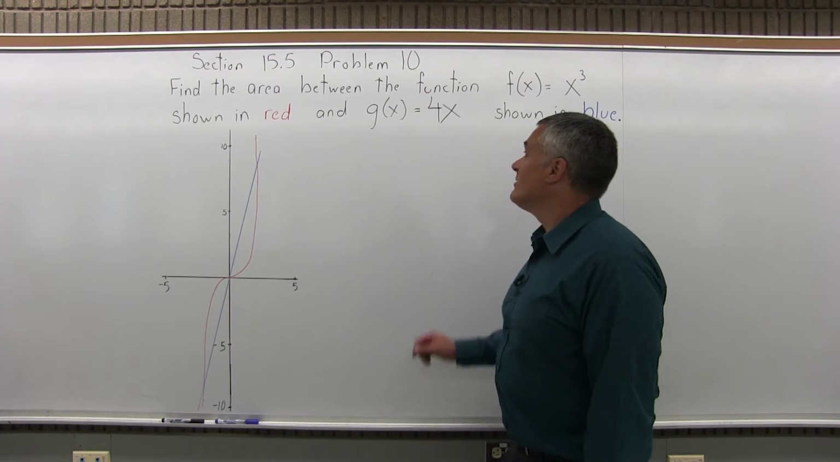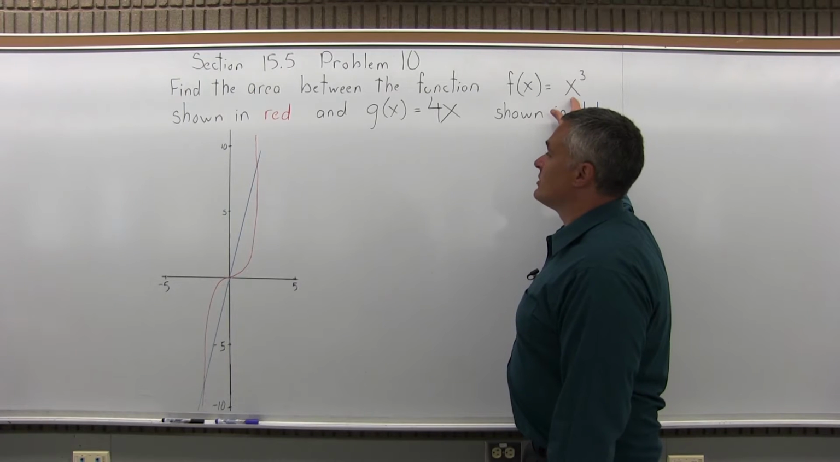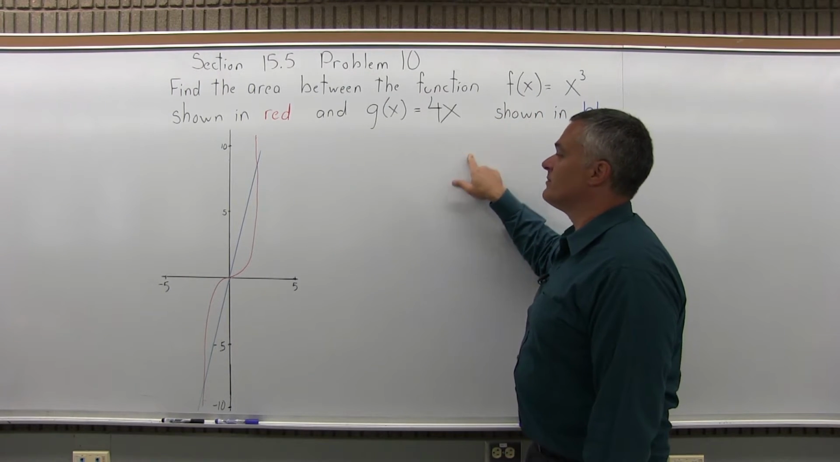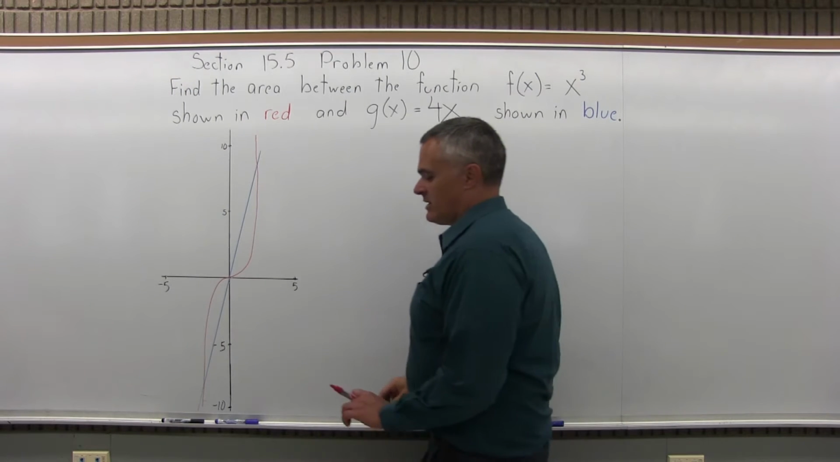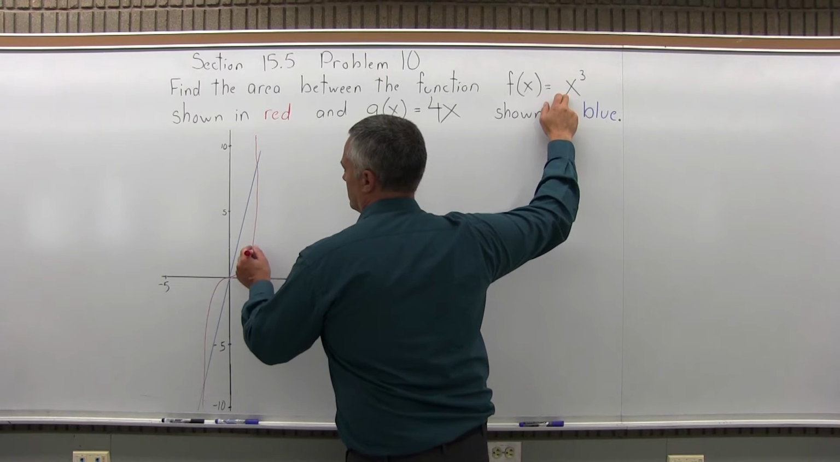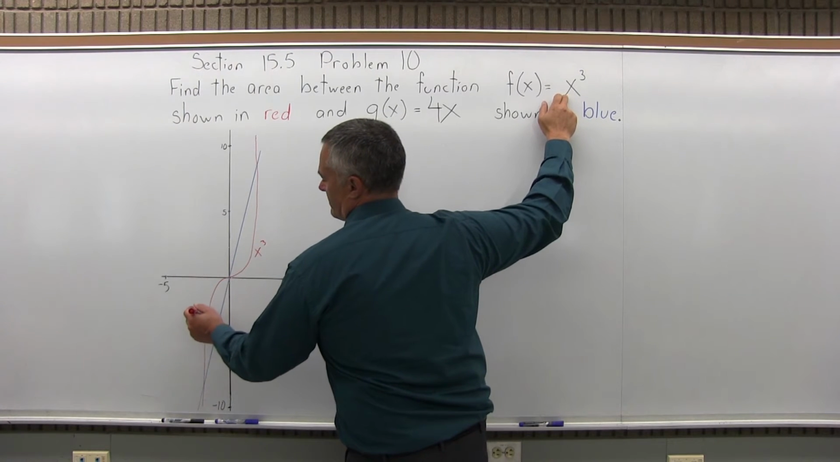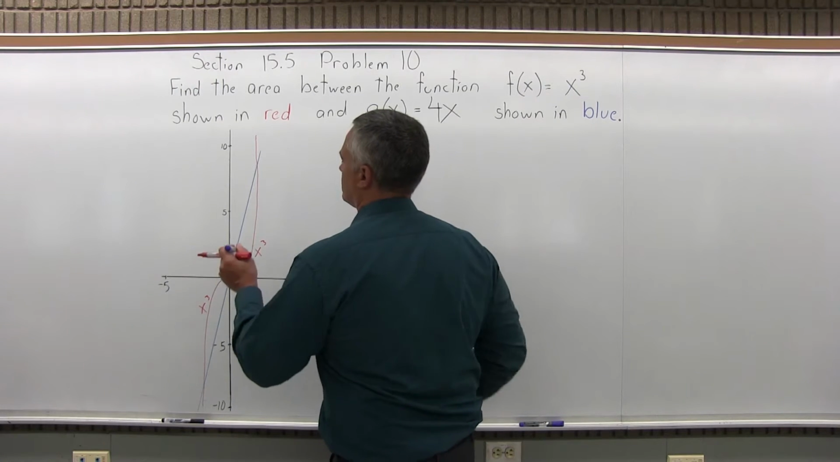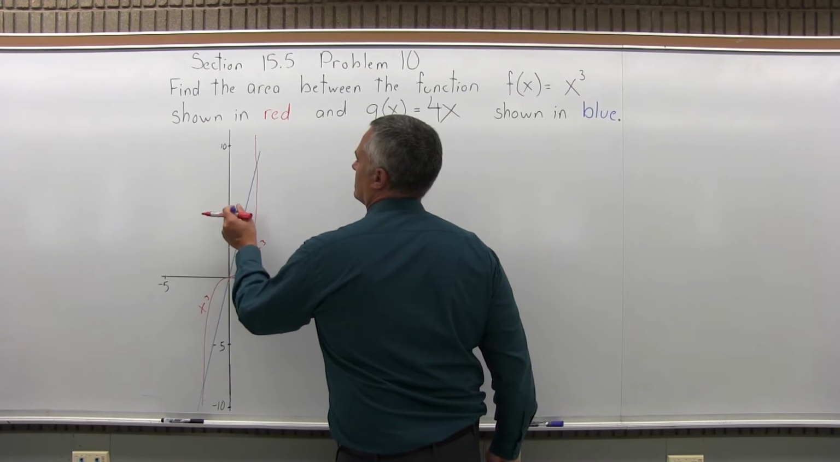It says, find the area between the function f of x equals x to the third, shown in red, and g of x equals 4x, shown in blue. So just to be very clear, what's red and what's blue, the x cubed is in red, and the 4x is in blue.